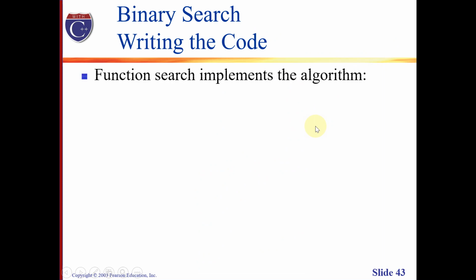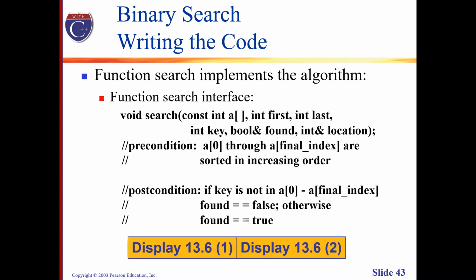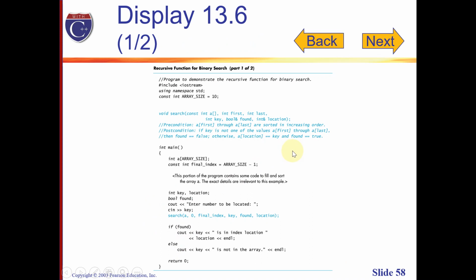Then finally, we can write the actual code for our binary search program. As you can see here, this would be the interface or the declaration of our functions, indicating our precondition and postcondition. Finally, implementing it into an actual code, this is how it would look like.